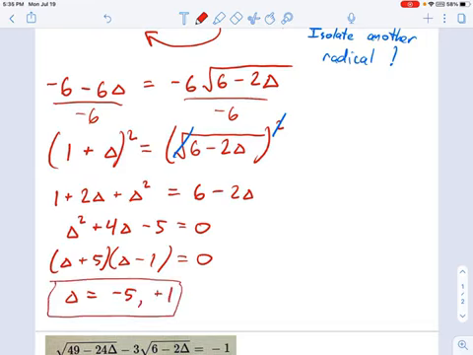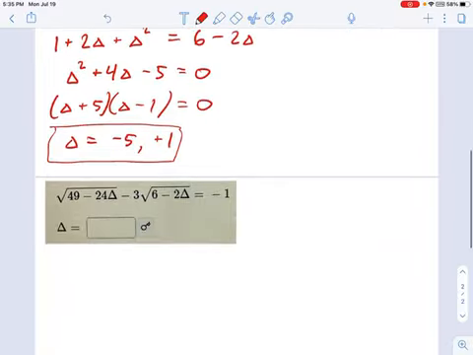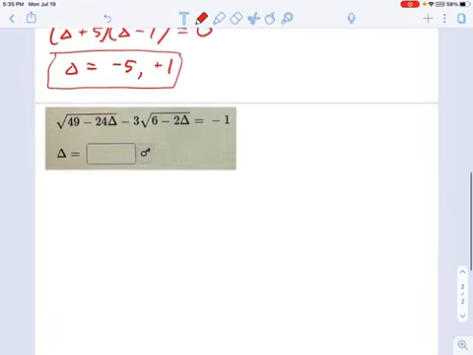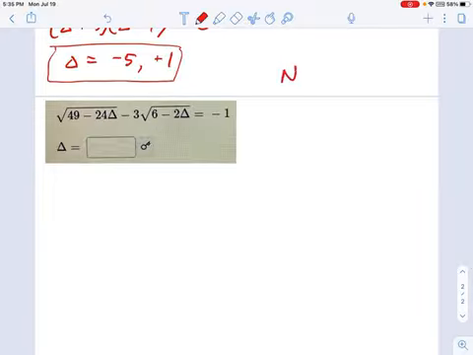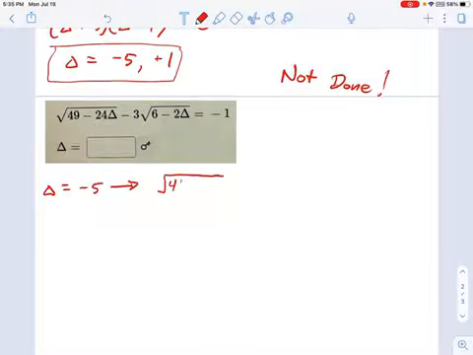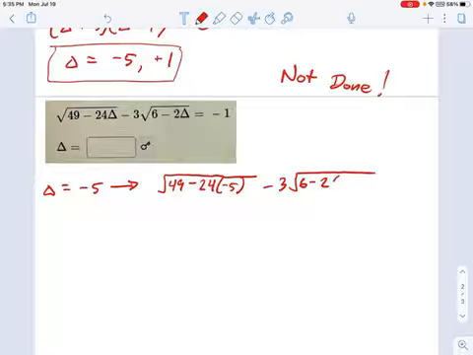All right, so the reason I have this equation written down again here is because we're not done yet. Okay, we still have more to do. You have to check and see whether these solutions actually work. So let's start with this one. Let's say delta equals negative 5. What do we get? We get the square root of 49 minus 24 times negative 5, minus 3 times the square root of 6 minus 2 times negative 5 equals negative 1. Is that correct? That's what we're checking.